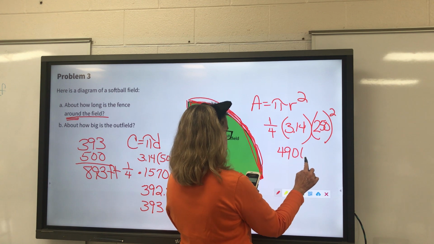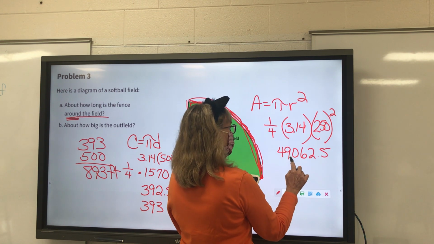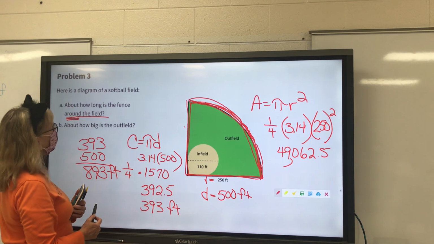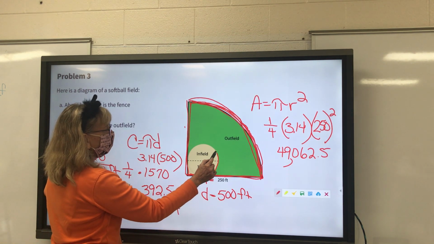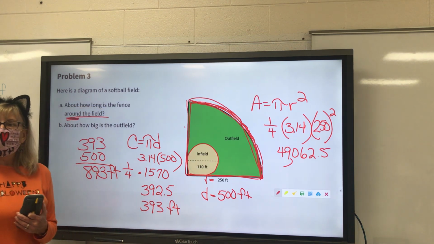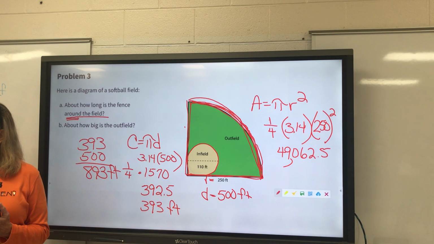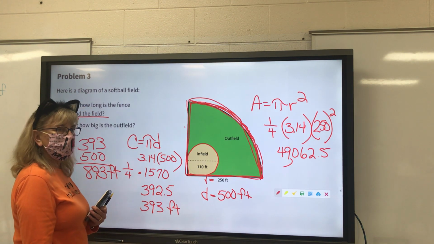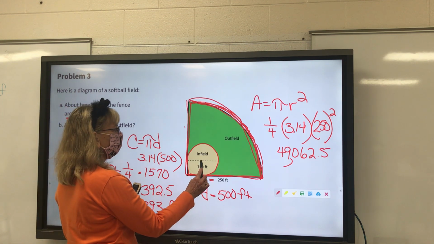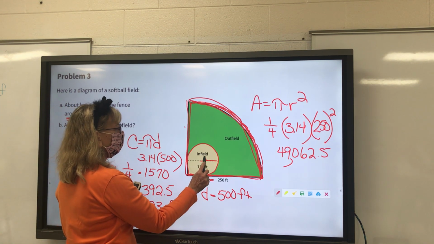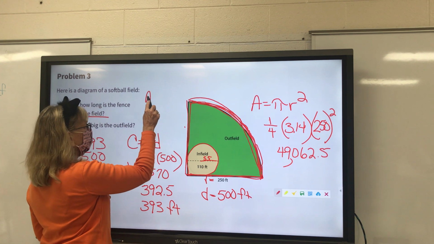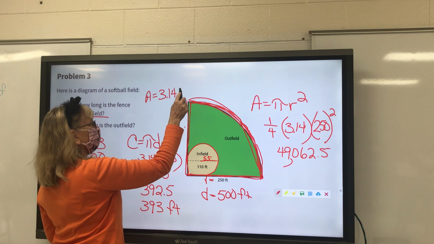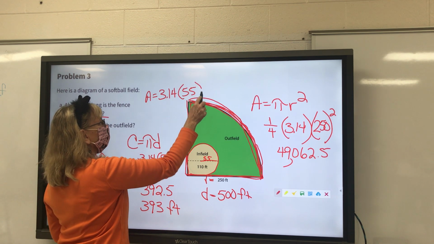I got 49,062.5. Yeah, that's what I get. Okay, that's what we got. Now, they just want to know the outfield. So what do we have to do with this? Find the area of that and do what with it? Subtract it, okay? This has a diameter of 110 feet. Which is, so what's the radius? 55. Okay, so we are going to find the area of a circle with a radius of 55 feet.